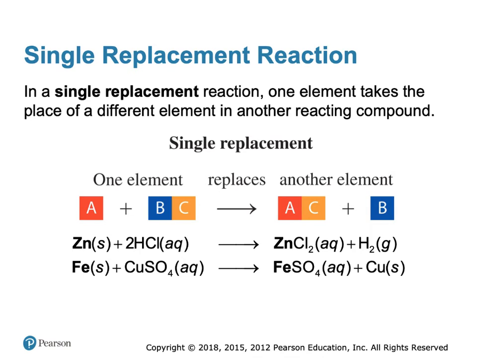In a single replacement reaction, one element takes the place of a different element in another reacting compound. So here we have zinc solid and HCl. So what you can see is that it is a single replacement. The zinc replaces the hydrogen, forming zinc chloride and hydrogen gas. In the second reaction, you have iron and copper sulfate. The iron replaces the copper and forms iron sulfate and solid copper.